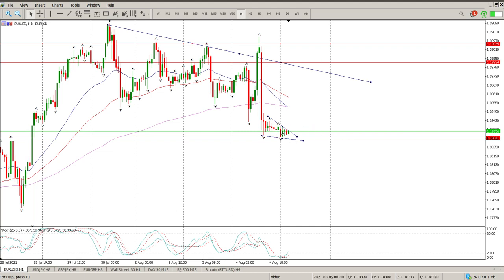I don't see us dropping too far, and I don't see us going too high either. We've got quite a bit of data today, and then we've got non-farm payrolls tomorrow. So I suspect we're going to just bounce around in this area until the end of the week.